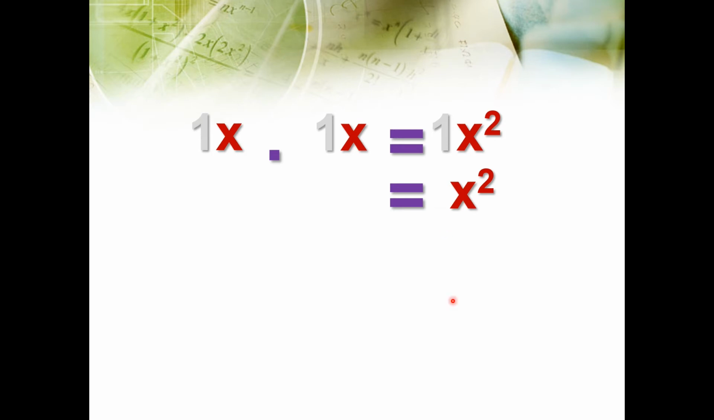Because remember, in algebra, we don't need to write 1 in front of the letter or the variable if the coefficient is 1. If the coefficient is more than 1, like 2, 3, 4, 5, of course, you need to write it.